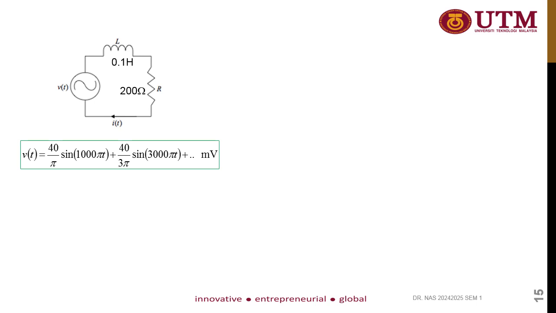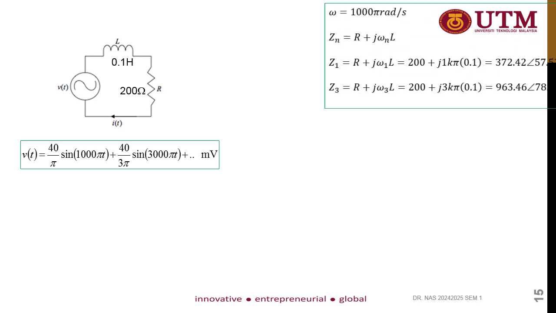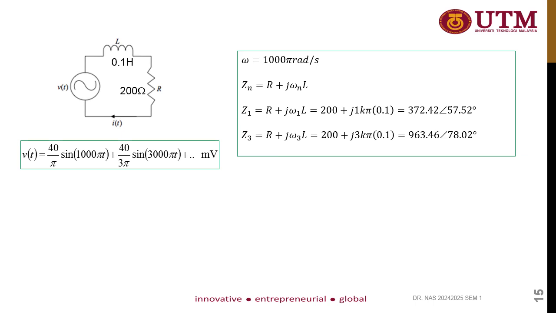Okay, so let's start. This is the first equation. So you need to consider the omega. From the earlier calculation, we know this omega equal to 1000 pi radian per second. So you need to consider the total impedance because you have more than one component inside this circuit. Because Vt is equal to It multiplied with your impedance. So to get It, it is equal to Vt divided by Z.